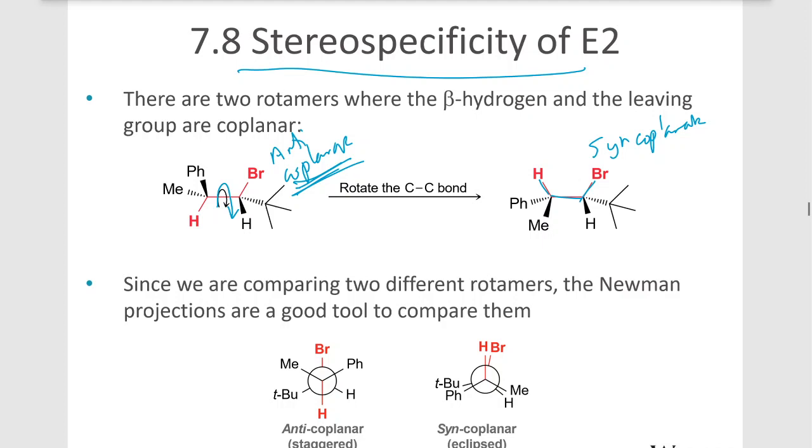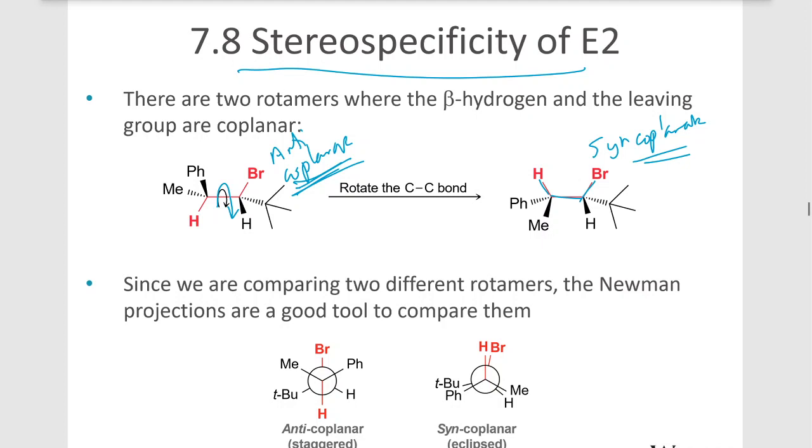And even if they're in the same plane but they're syn coplanar, this product's generally not going to form. Okay, it's too high energy. So the anticoplanar product is shown here on the left, and we can use a Newman projection to show that. Remember I told you when we covered Newman projections that we were only going to use those in basically one spot in this course, and this is that spot.